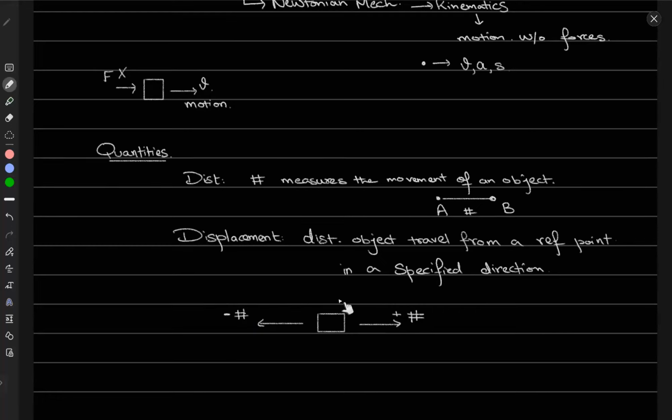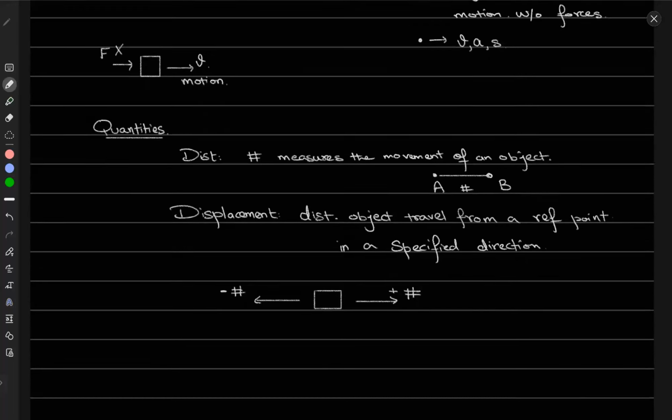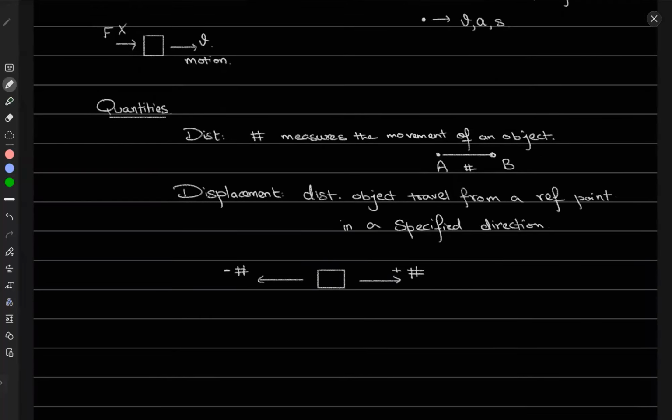Now, this is purely my choice. It doesn't matter. Someone else can come up and say, okay, I'll choose a system where when the object moves to the right, I'll attach a negative sign.